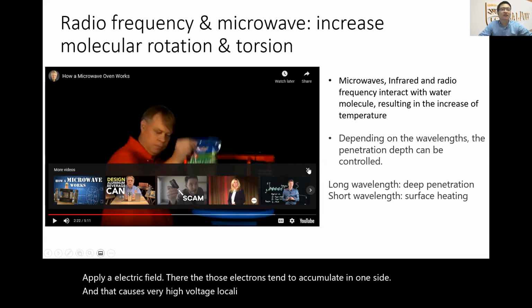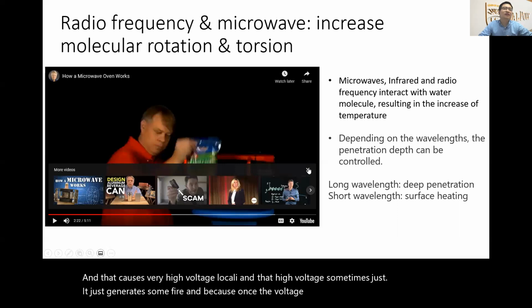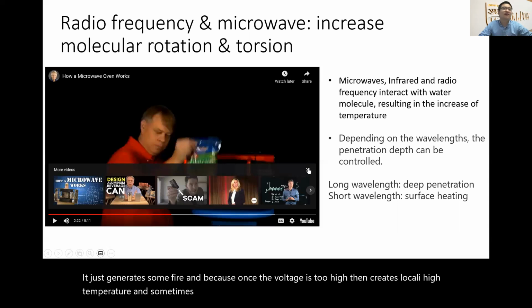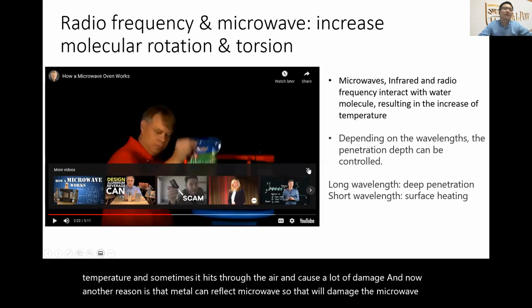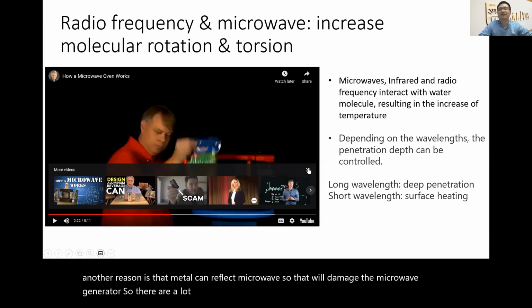And that high voltage sometimes generates some fire, because once the voltage is too high, it creates locally high temperature, and sometimes it arcs through the air and causes a lot of damage. And another reason is that the metal can reflect microwave, so that will damage the microwave generator. There are a lot of videos on YouTube of people heating metals, and then finally the microwave exploded. So a lot of crazy experiments.